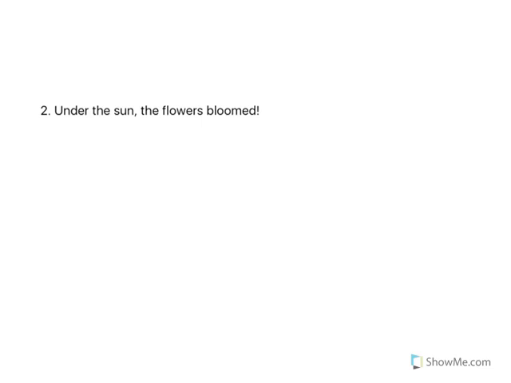Our second sentence says, "Under the sun, the flowers bloomed." So is there an action being performed in this sentence? Yes. Something is blooming. Bloomed is the verb. What bloomed? Flowers. So we know this is a subject and it is a noun. Subject noun.